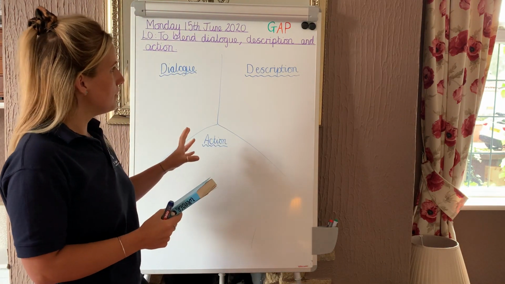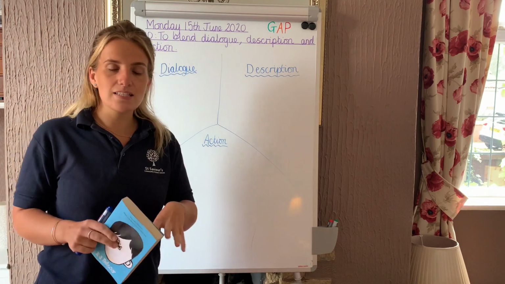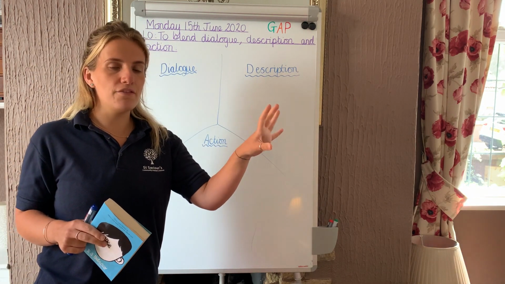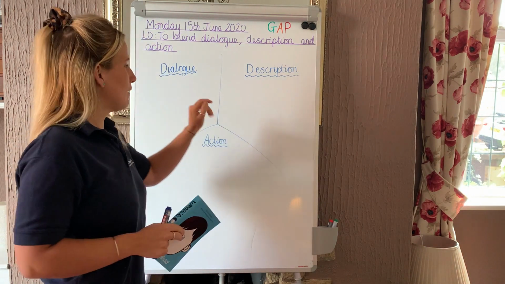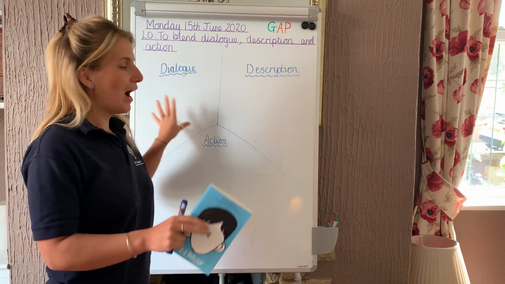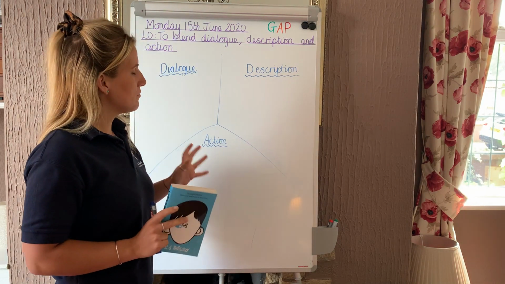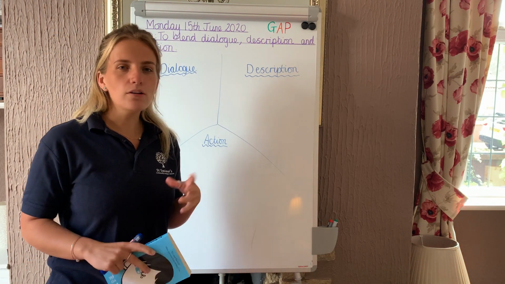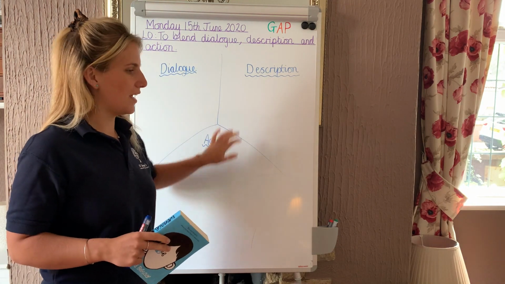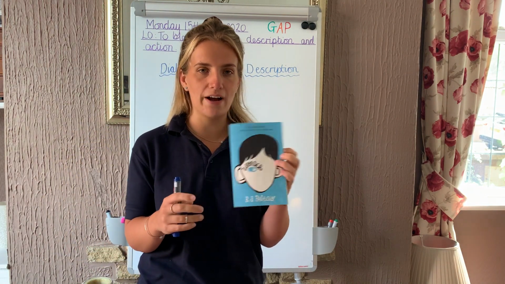So last week we did something like this. We looked at a specific scene of the children in the school canteen, and we looked at the dialogue, the description and the action, and then the day after I blended it together for you and asked you to do it. We're going to do something similar today, however we're not going to break it down like this. Hopefully you've read a little bit more than up to page 45 now.